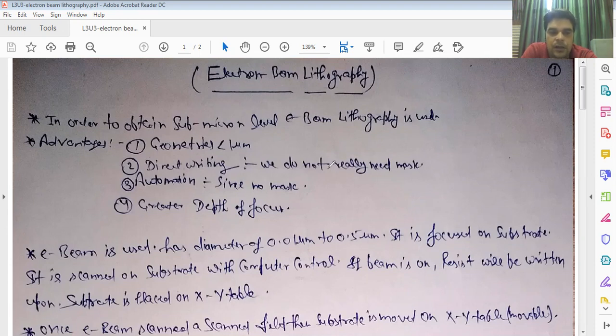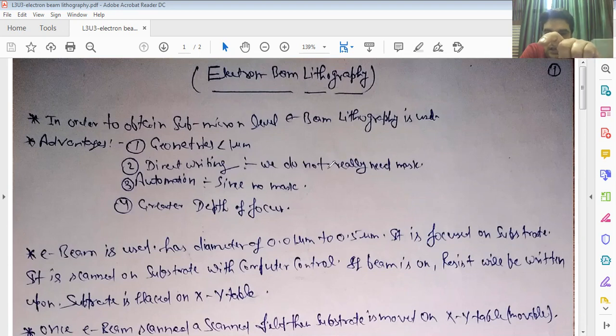With the help of computer control, or you can say with the help of automation, the electron beam is scanned onto the substrate. If the beam is on, the resist that is deposited on the substrate will be written upon, and if the beam is off, the resist will not be written in that case.